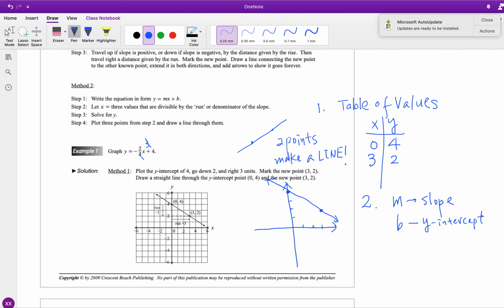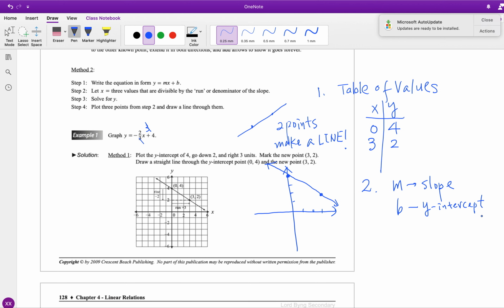To graph this, what does that mean? My b is plus 4, great. It's right here. I got myself a point right here. Okay? Now I have rise over run.